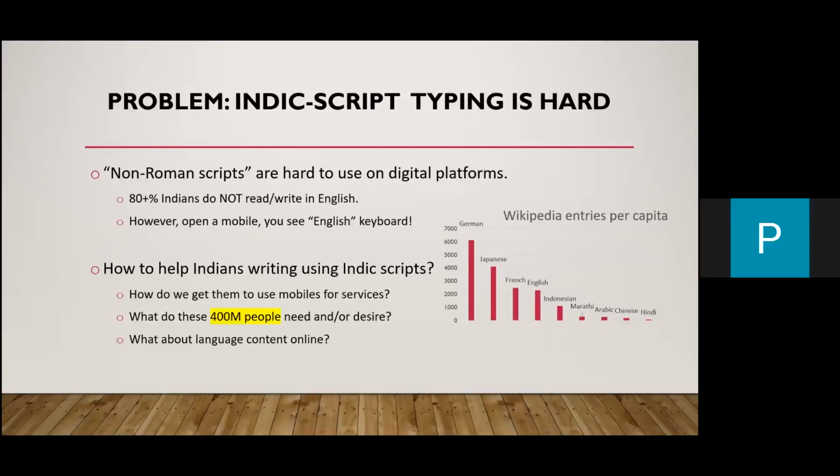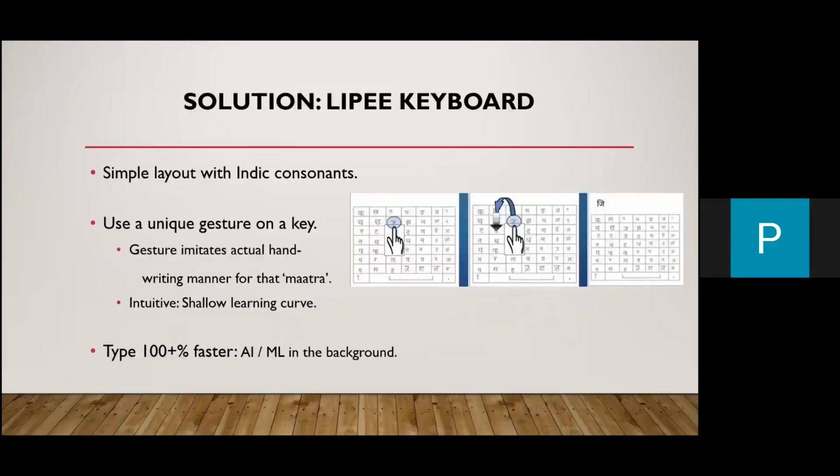So how do we help these Indians who write using Indic scripts? How do we get them to use their mobiles for services using Indic scripts? And there are 400 million of those plus. Once they do it, we can try to understand what their needs and desires are so that we can provide those services to them. But in order to create all this technology, where is that language content online? So there has to be a way to create a lot of language content online. Next slide, please.